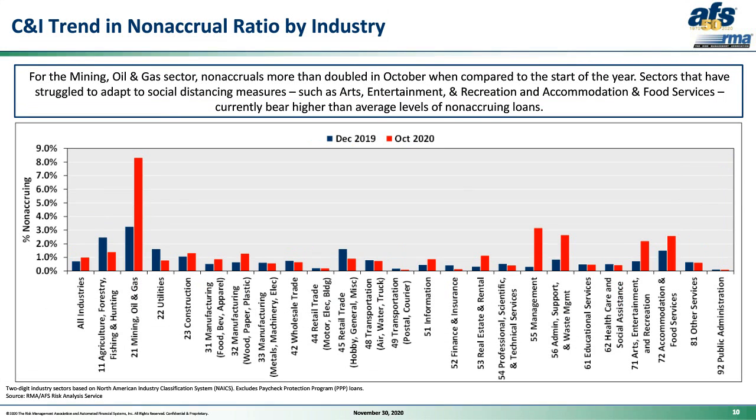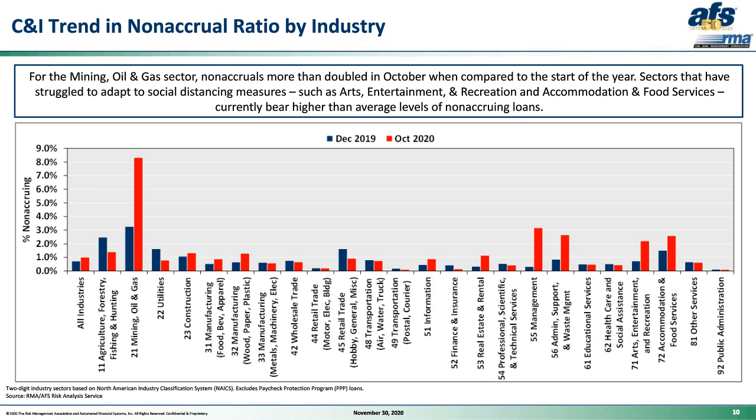Now we're going to take a look at the non-accruals. And because those levels have been gradually increasing versus the rapid rise we saw for delinquencies, you'll notice that the time period on these charts are different. It's October 2020 versus December 2019. And this will give us a more complete picture of the overall impact of the business shutdowns due to COVID-19.